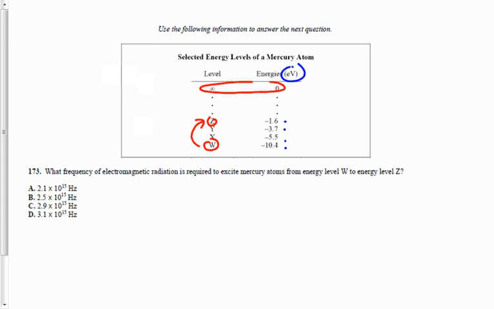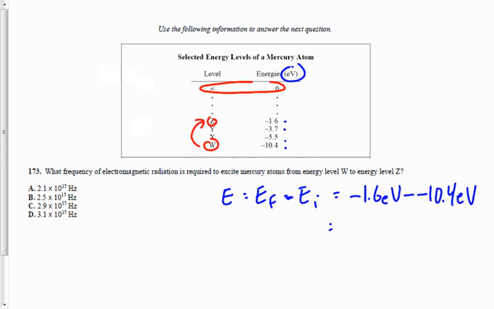Now, the first thing that we're going to do is find the energy of that photon that needs to be absorbed. And the energy of that photon is simply going to come from the energy difference of these two levels. So we're going to say the energy final minus the energy initial, which is going to be negative 1.6 electron volts, subtract negative 10.4 electron volts. And what do we get for the energy difference between those two levels, W and Z? 8.8? 8.8 electron volts. So that's the energy of the transition. That's also the energy of the photon that needs to be absorbed. If we went from Z to W, a photon would be emitted, and the energy of the photon emitted would be 8.8 electron volts.